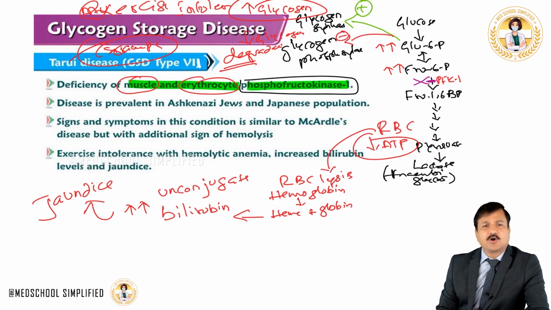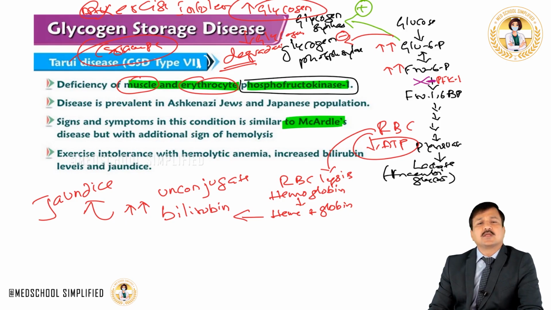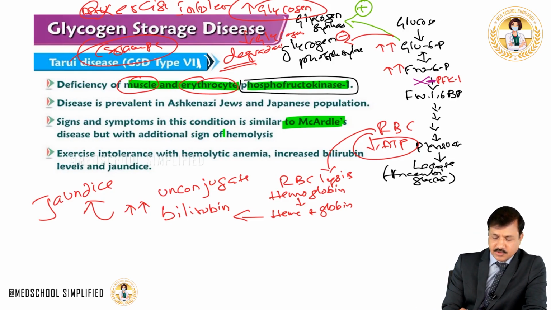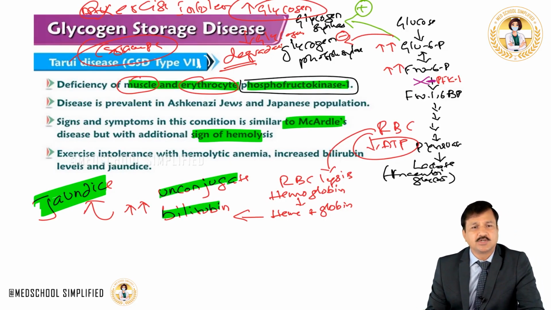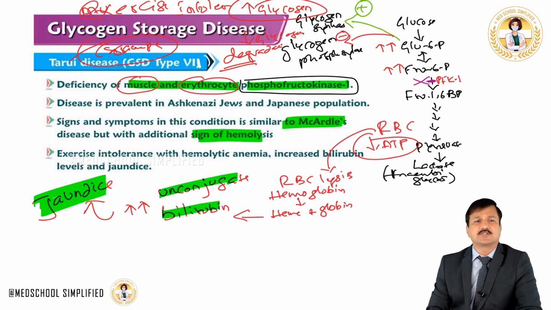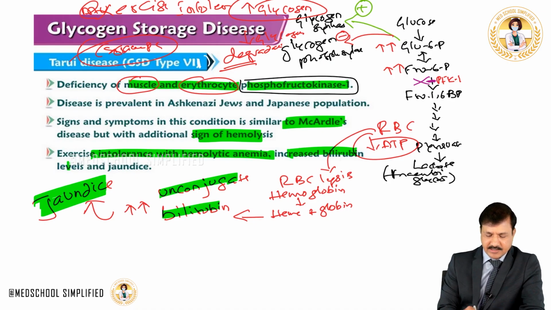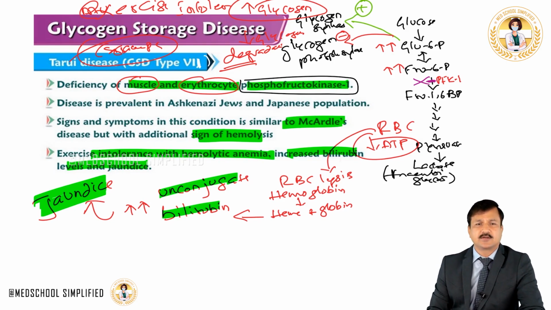So the signs and symptoms of Tarui disease are very similar to those seen in McArdle's disease, because muscle phosphofructokinase 1 is affected here, glycogen degradation is affected, and glycogen is accumulating. Additionally, along with the McArdle signs, the patient will show signs of hemolysis, and that is jaundice, an increase in unconjugated bilirubin. These are the features of Tarui disease: exercise intolerance with hemolytic anemia, increased bilirubin levels, and jaundice is the key feature that you need to use for the diagnosis.